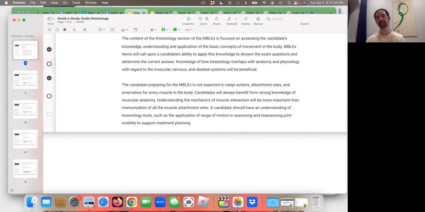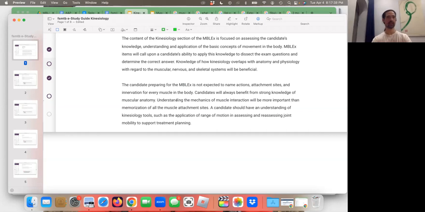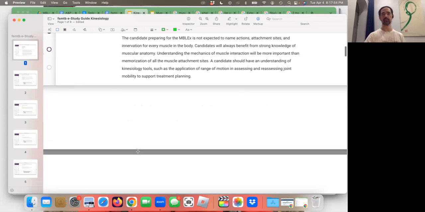It says not expected to name actions, attachment sites, and innervation for every muscle in the body. Candidates always benefit from a strong knowledge of muscular anatomy. Understanding mechanics of muscle interaction will be more important than memorization of all the muscle attachments. Candidates should have an understanding of kinesiology tools like the application of range of motion and assessing and reassessing joint mobility. I haven't taken you guys through joint mobility. I should do that next week for you.